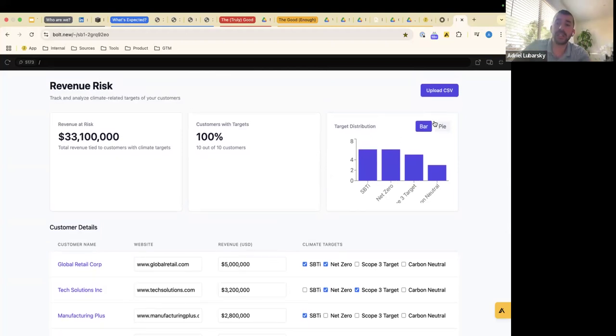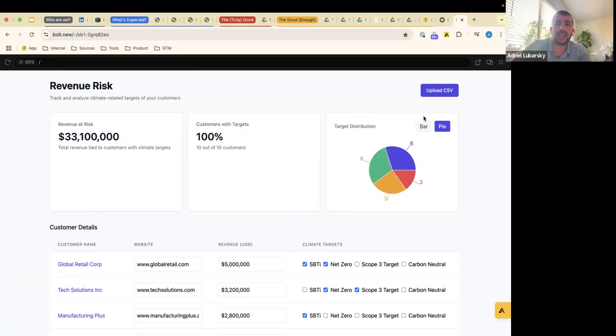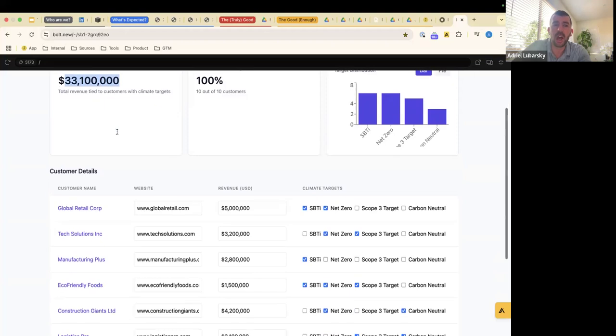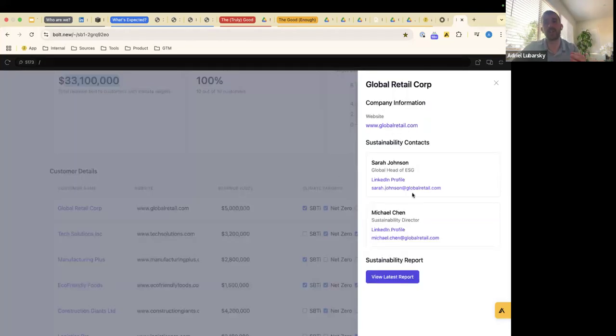What you'll be able to do here is say, hey, I want to understand who are my clients that have science-based targets. Show me all of those. Who are my target companies who have net zero goals? How much revenue do I have at risk from these climate targets? If you want to actually get in touch with one of your customers, we'll be able to pull in data about who runs ESG if they have that kind of person there. And so you can actually interact with them.